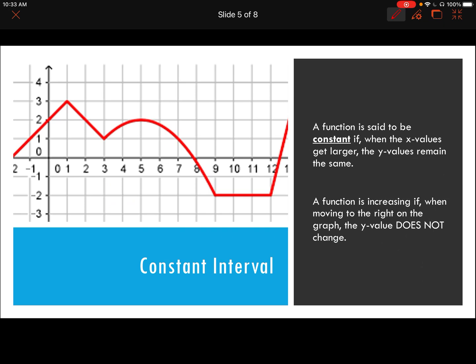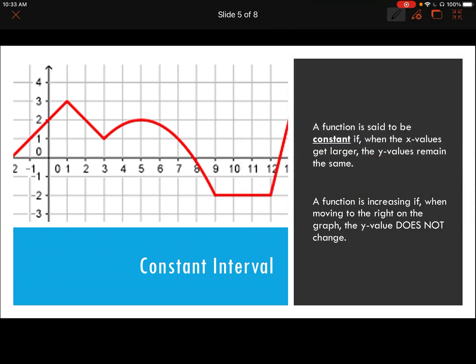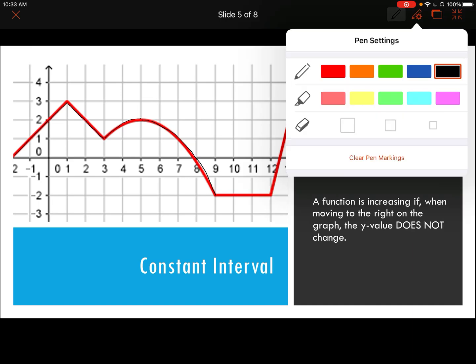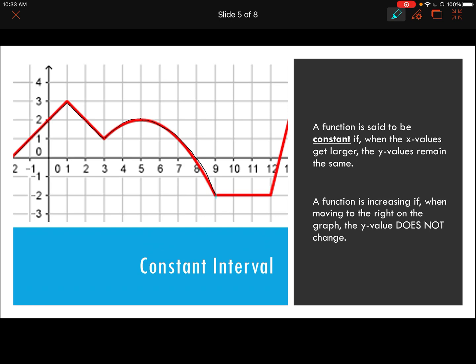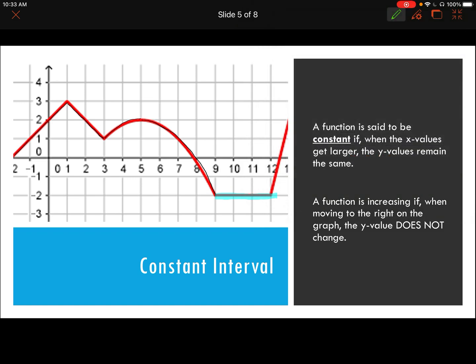So a function is said to be constant if when the x values get larger, the y values remain the same. So if we trace our graph from left to right, we'll see that the graph is increasing for a while until we get to 1, decreasing from 1 to 3, increasing from 3 to 5, decreasing from 5 to 9. But then from x equals 9 to 12, the x values get larger. They increase from 9 to 12, but the y values stay -2. So this interval where the graph is a horizontal line is where we would say the graph is constant.